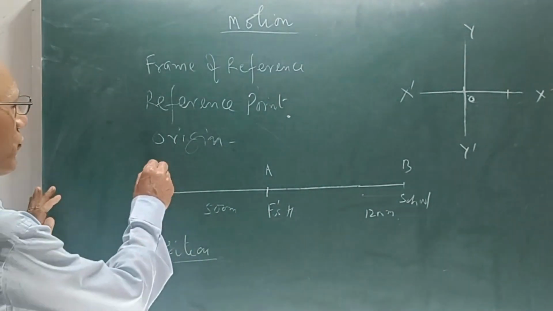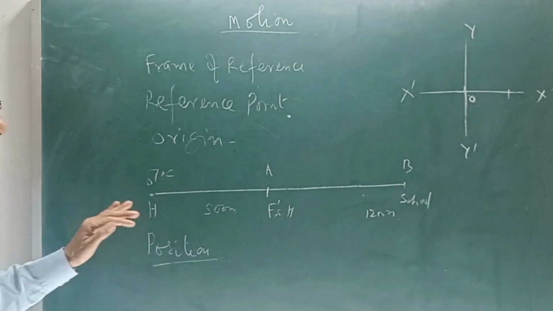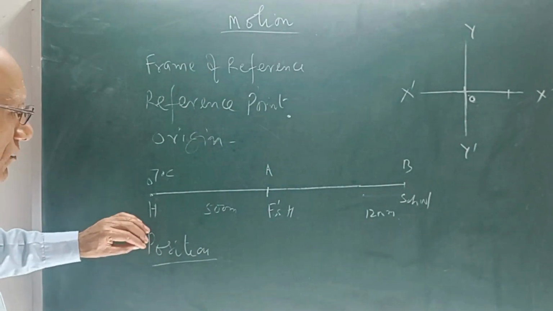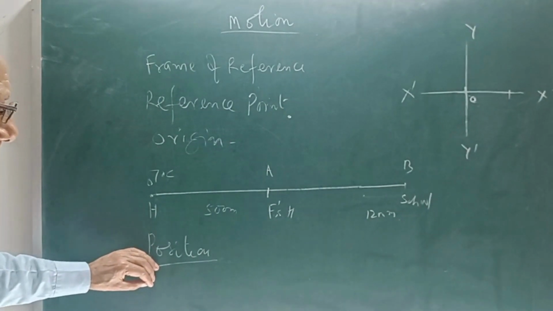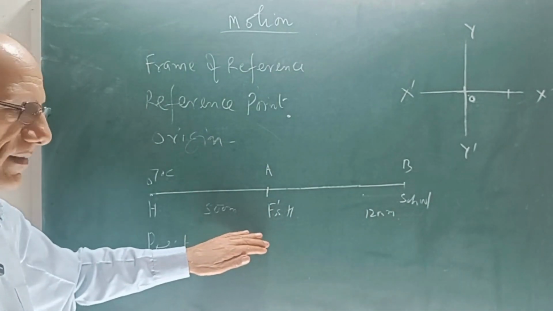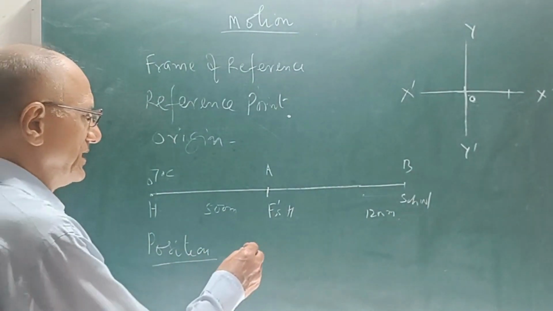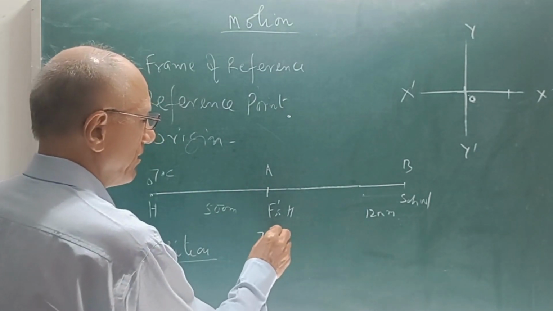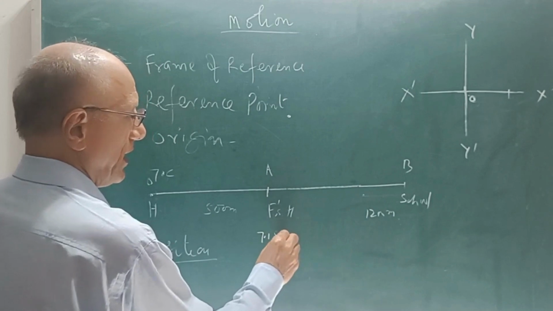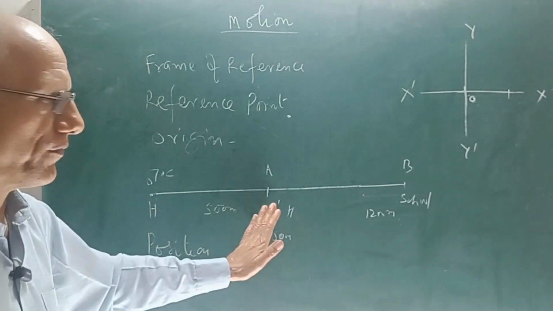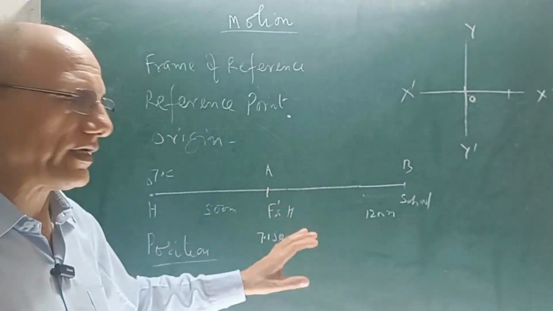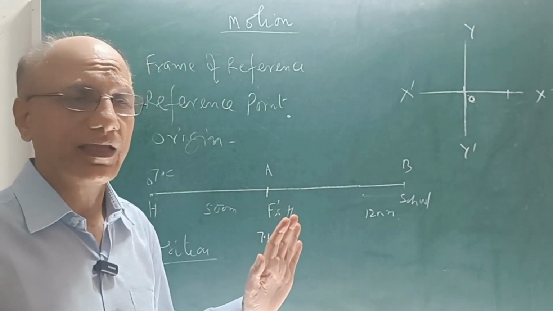Suppose at 7 o'clock you start moving from your house. So at 7 o'clock your position was 0. Your friend's position was 500 meter. And if at 7:15 a.m. you reach your friend, then at that time your position as well as your friend's position is 500 meter.